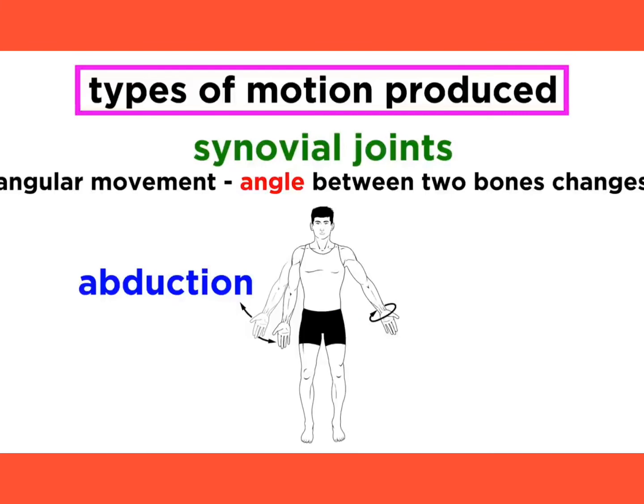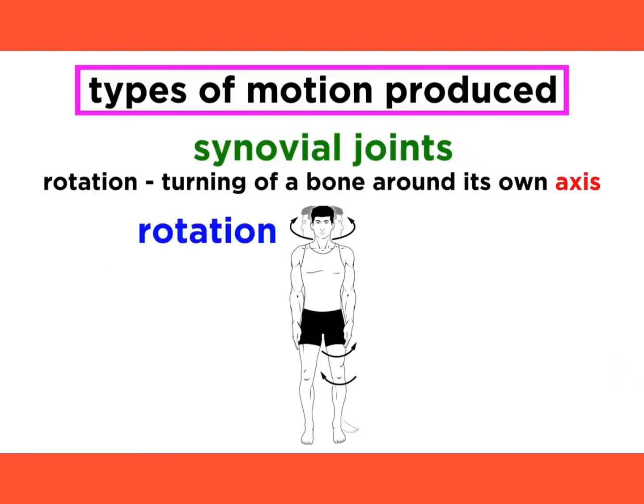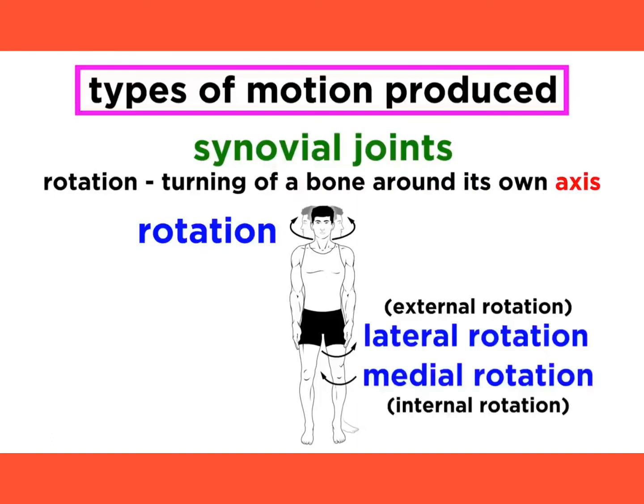Then there is abduction. This is motion of a limb away from the midline plane of the body, such as moving your arms up and away from your sides. Adduction is the opposite, moving a limb toward the midline plane of the body, like bringing your arms down to your sides. Circumduction involves making circles with a limb, such as arm circles. And lastly, rotation involves the turning of a bone around its own axis. This happens at hips and shoulders, and it can be categorized as either internal rotation or external rotation.